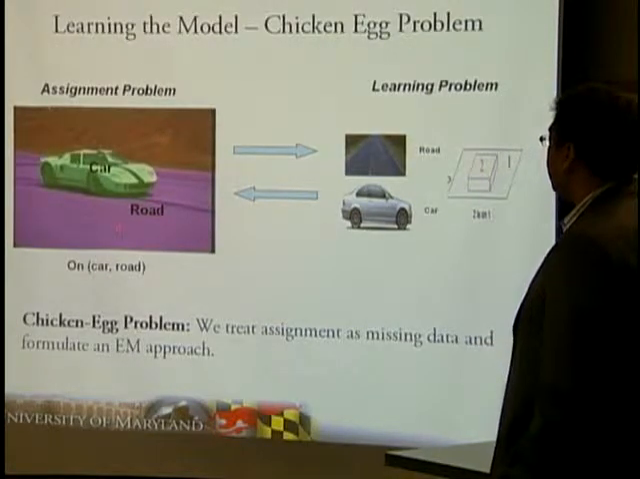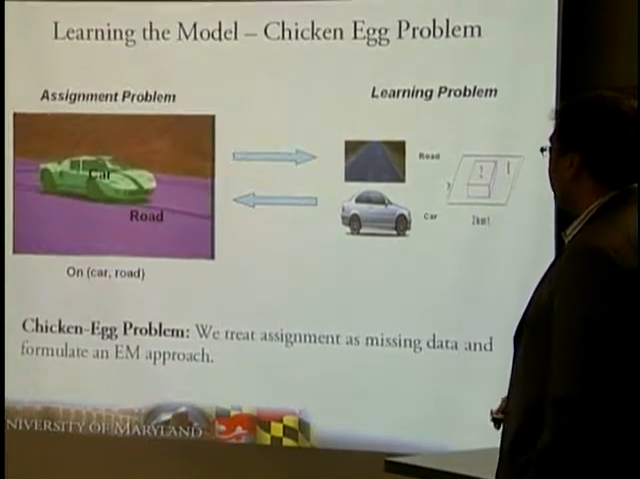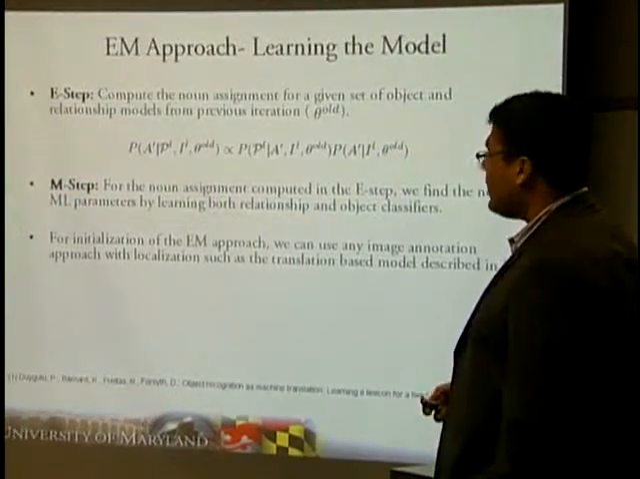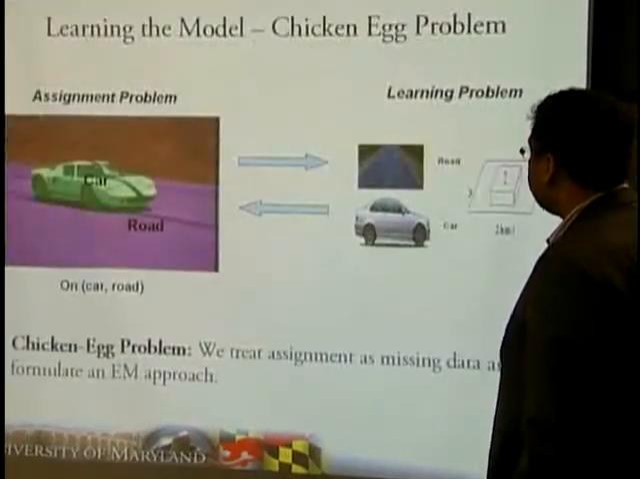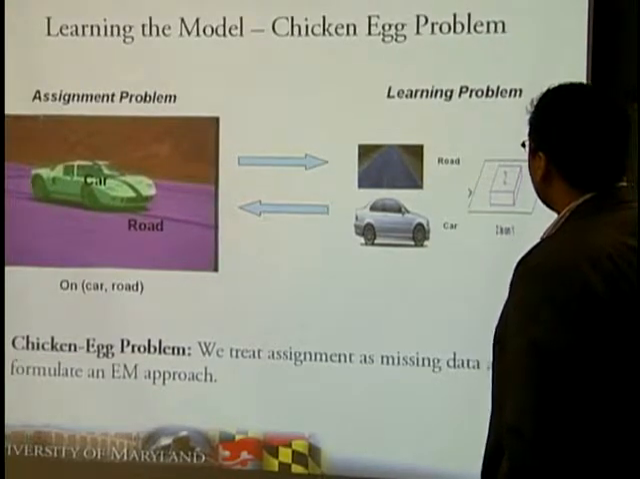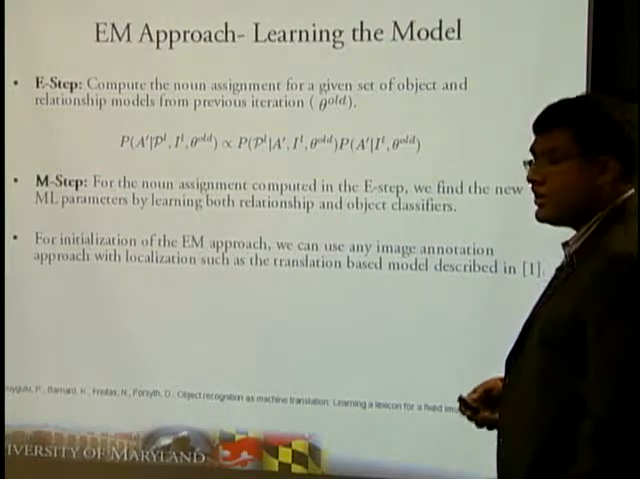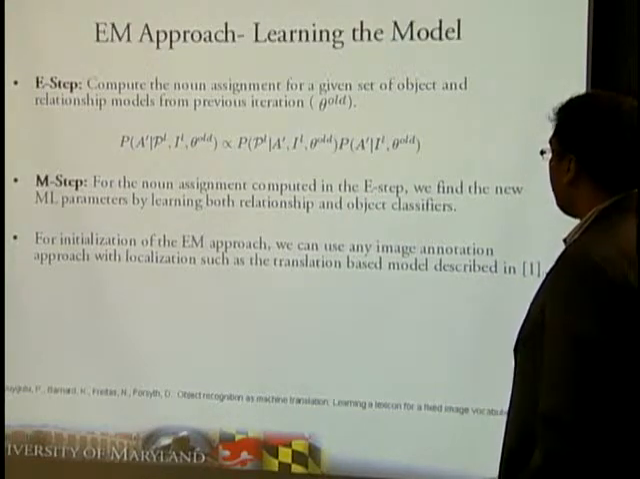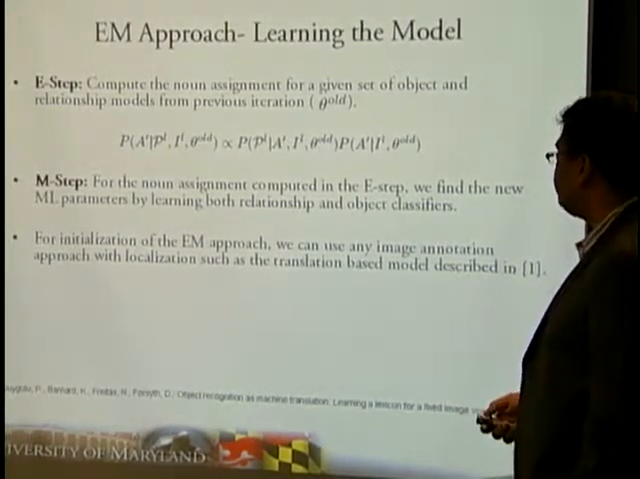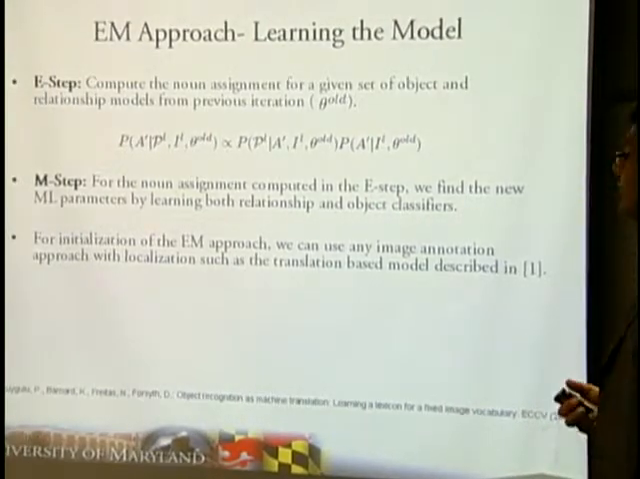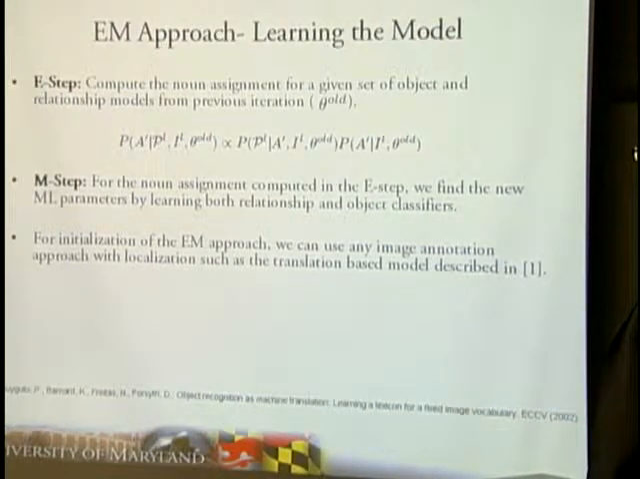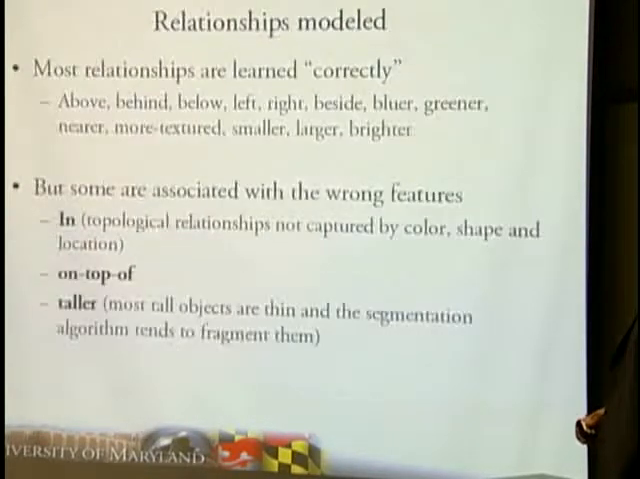In this case, we'll treat assignment as missing data and formulate an EM approach. So in the E step, we would compute the noun assignments based on the previous iteration's noun and relationship models. And in the M step, for the noun assignments computed in the E step, we will recompute our new relationship and noun models. Like all EM approaches, our approach would need an initialization. We can use any image annotation approach for initialization, and in this case, we'll specifically use the translation-based model which appeared in ECCV 2002.